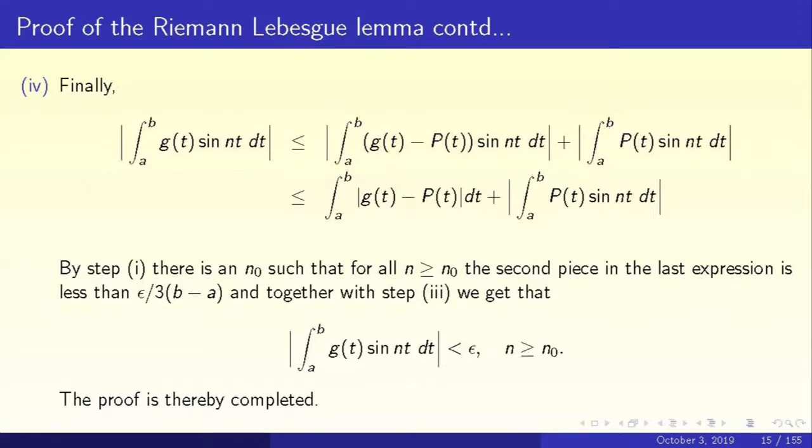So with this epsilon, there must exist an n naught such that for n bigger than or equal to n naught, this integral will be less than epsilon by 3. So mod integral a to b pt sin nt dt is less than epsilon by 3. So the whole thing is going to be less than epsilon for n bigger than or equal to n naught. And the proof of the Riemann Lebesgue lemma is thereby completed.